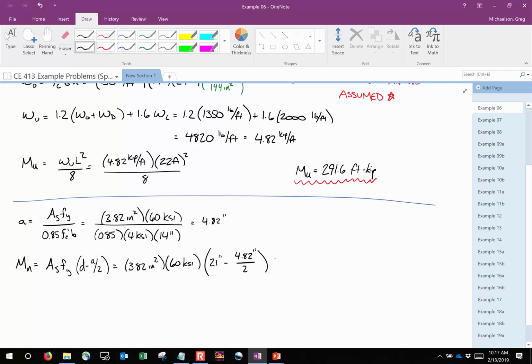So why don't I go ahead and throw a unit conversion in here right now, 1 foot over 12 inches, to turn this into foot-kips now. So I don't have to write the answer twice, just do it once.